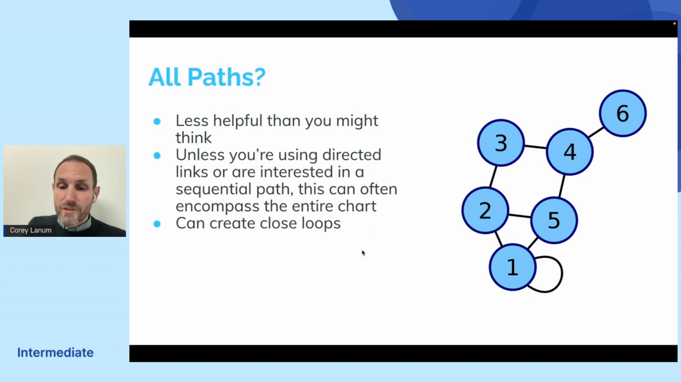It can be helpful if you have directed links and you have a very sparse chart and you're only interested in a path that takes the direction into account. Or it could be interesting when you have a sequential type scenario and you're interested in only links that occur after the other. That would vastly cut down on the number of paths that you want to show, the number of possible paths in your network, and you want to show those to an end user.